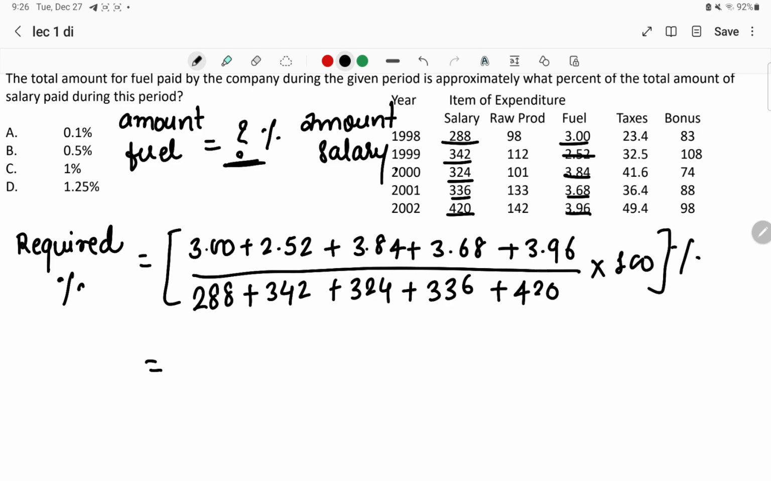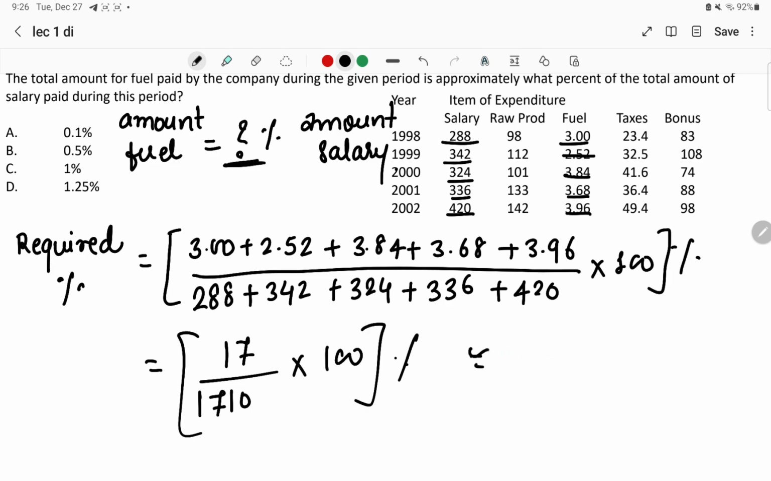Carry out this addition for the numerator. 3 plus 2.52 plus 3.84 plus 3.68 plus 3.96, which is equal to 17, upon 1710, into 100 percent.